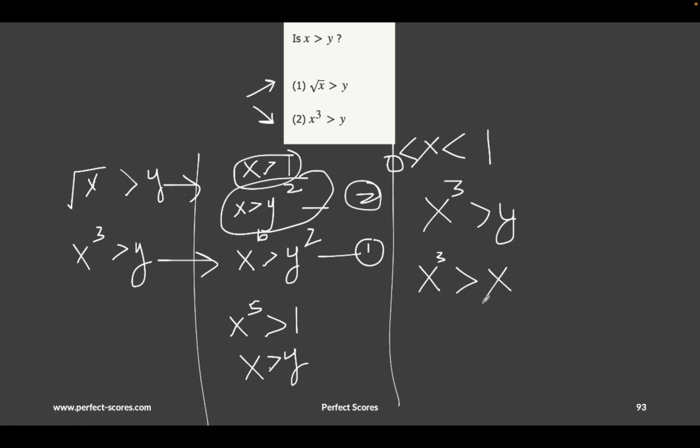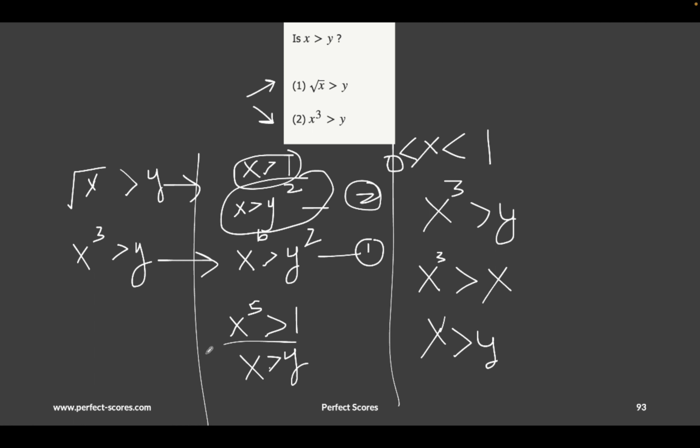So if x cube is going to be greater than x, that means x is going to be greater than y. Because if the cube of a number, which is a smaller number than itself, is greater than a number, then the number itself is going to be greater when the numbers are fractions. So that means that in both the cases, I'm going to get x greater than y. Hence, combining both the statements, I get my answer.